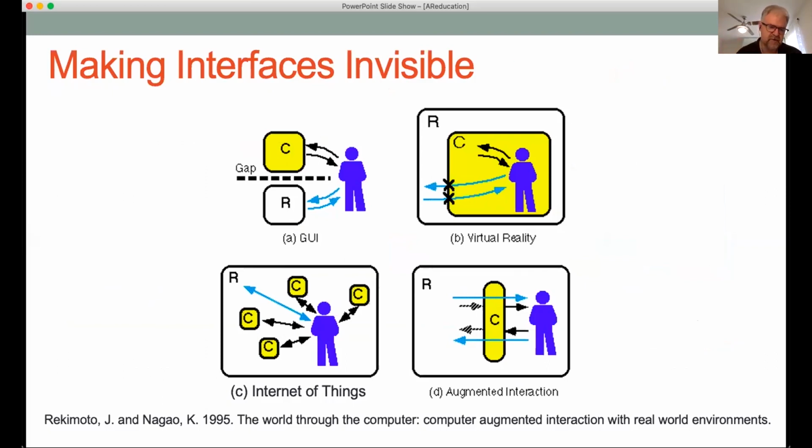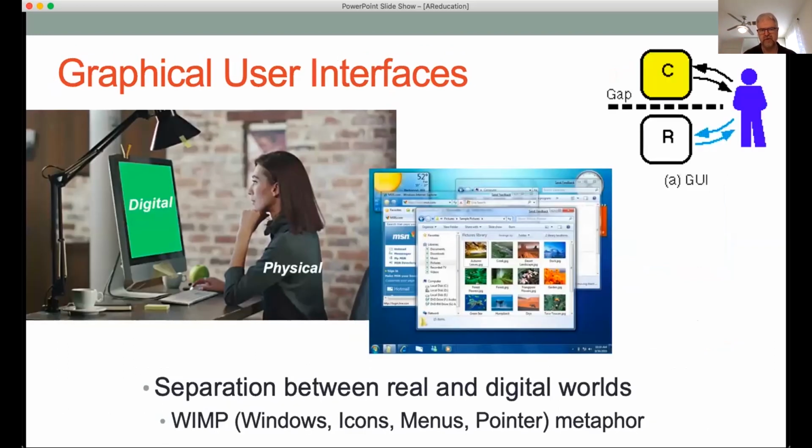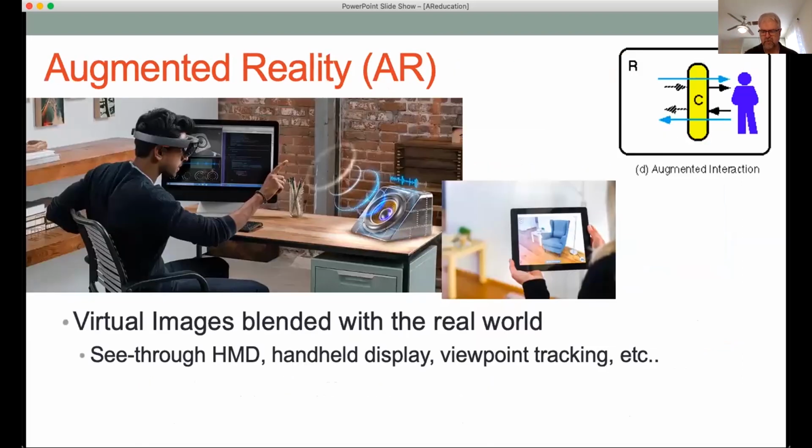So this is a picture I stole from Jun Keynote, and it talks about different ways to make computers invisible. On the top left-hand corner is the traditional user interface that we have, where we've got a screen, and the screen is separated somehow from the digital space, and there's this gap between the real and digital world. But with augmented reality, the goal is to try and blend the digital content back into the real world, and so really you're experiencing the real world through the digital content.